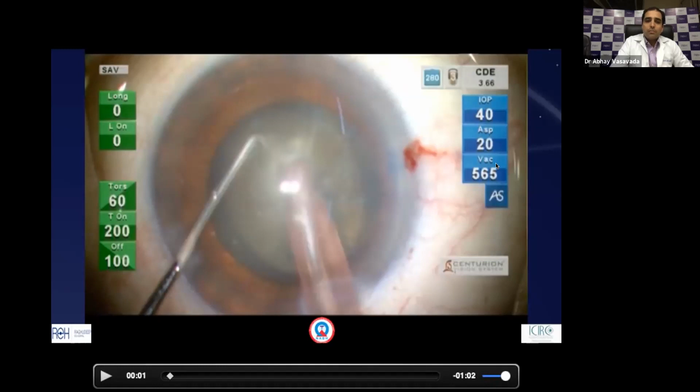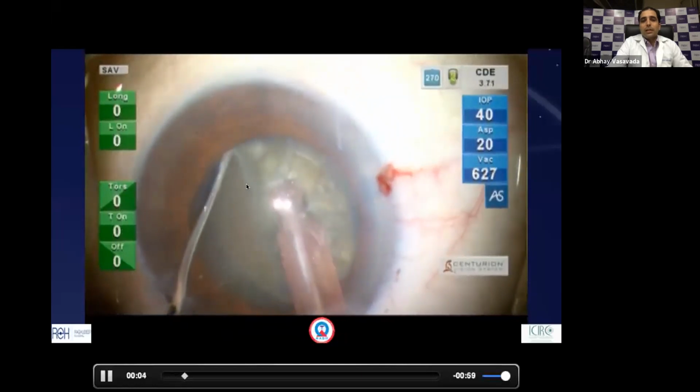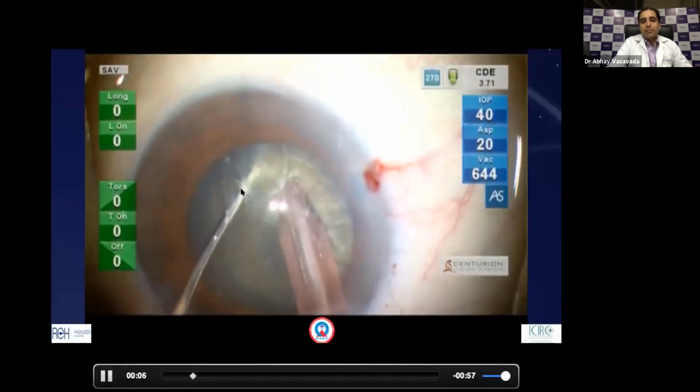So therefore, because this is an extremely dense cataract, we want maximum vacuum. However, we don't want too much of an attraction in this situation. So we've kept a flow rate of 20 cc per minute with the vacuum which goes up to as high as the maximum, that is up to 700 millimeters of mercury. So once it's occluded, you go ahead, you try and divide the fragment.